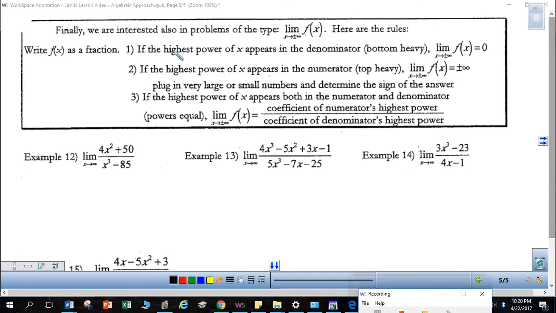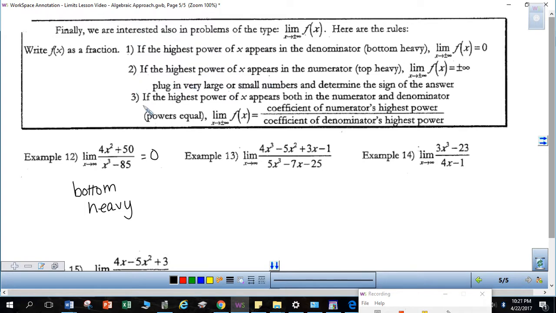If the highest power of x appears in the denominator, nicknamed bottom heavy, the limit will equal 0, just like the horizontal asymptote was equal to 0. This first example, 12, that is the case. We see that it's bottom heavy, and so our limit is equal to 0.